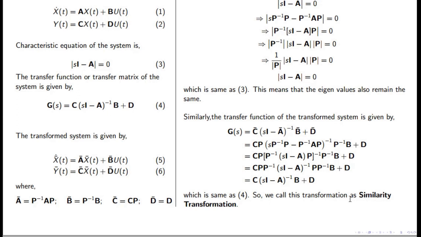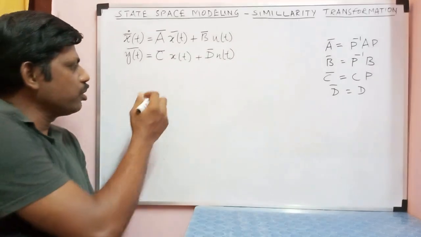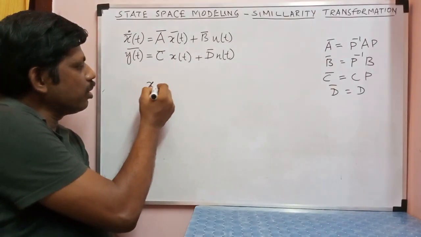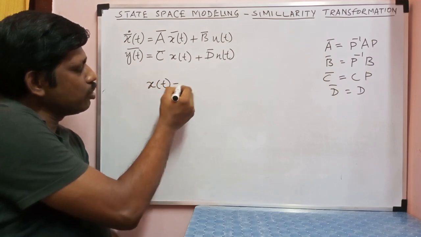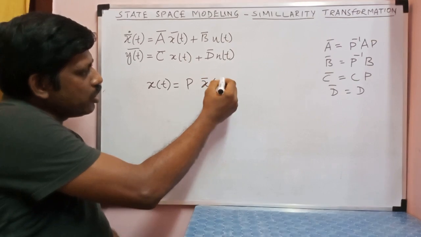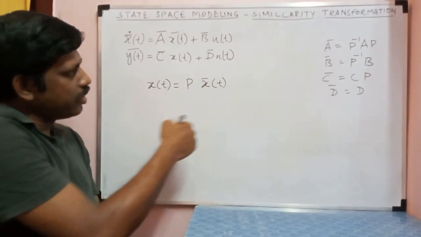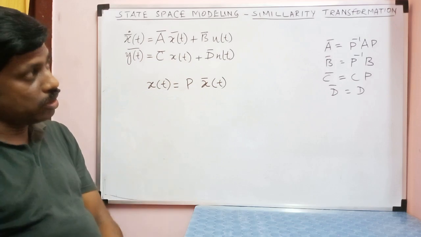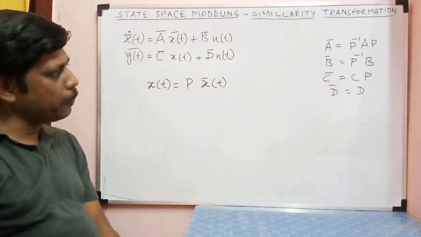Now, you may ask, why do you do all these things? Why this similarity transformation? I'm going to explain that. So we transform x of t equal to P times x bar of t, and I get these four transformed matrices.